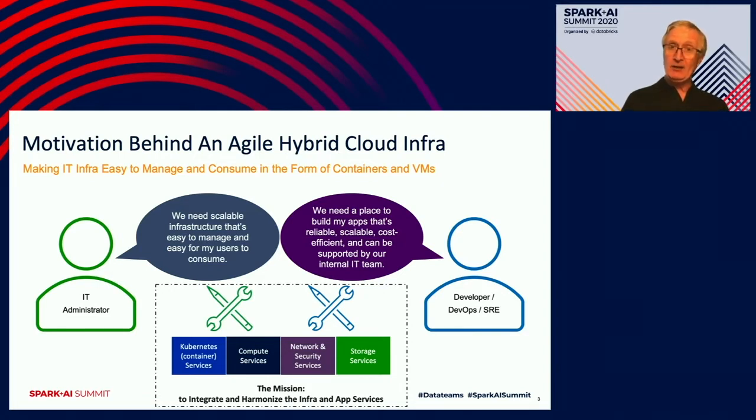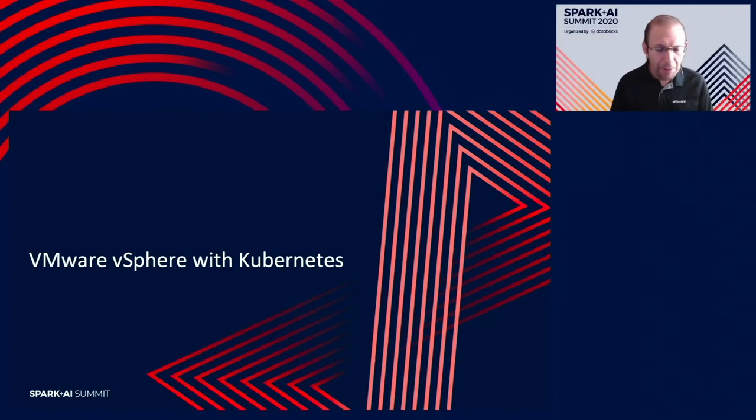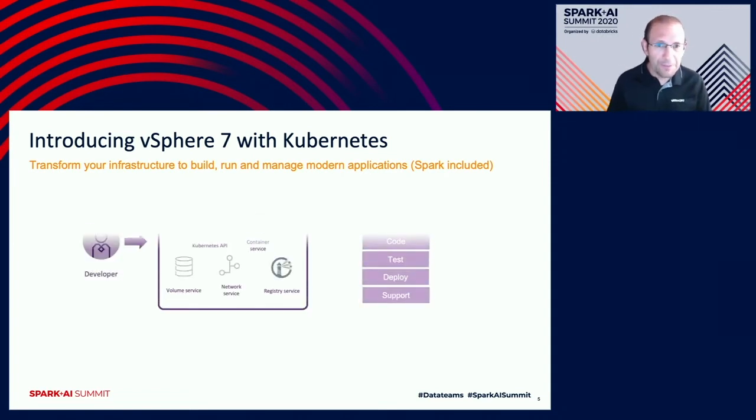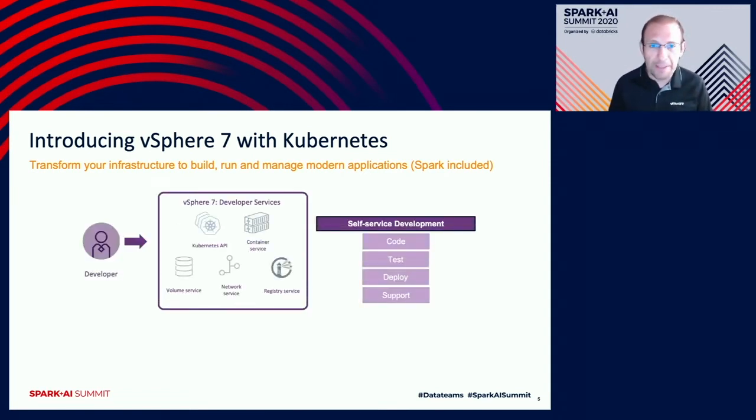I'm going to hand over to my colleague Enrique to describe that in more detail. Enrique. Thank you, Justin. Okay, I'm going to start by talking about VMware vSphere with Kubernetes, which is a renewed VMware platform designed to bridge the gap between infrastructure and application development. From version 7, vSphere incorporates Kubernetes as a series of native processes within the hypervisor. This allows rapid provisioning of developer services, such as the container runtime and registry, networking, and persistent storage volumes. All these services are consumable from the standard Kubernetes API, which is very important for developers nowadays.